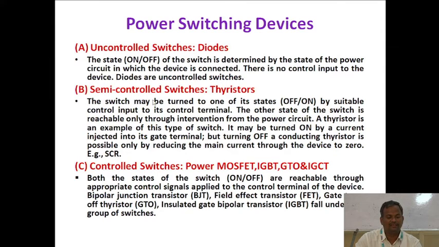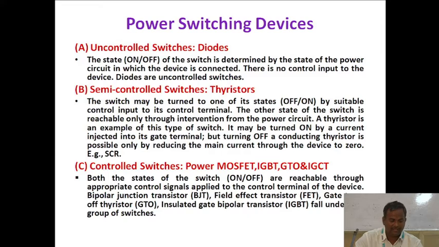Next, the second one is the semi-controlled switches. The name clearly mentions semi-controlled. Of course, here there is a chance to partially control it. Here, only one state, either on or off, takes place by these switches. The best example is the thyristors.